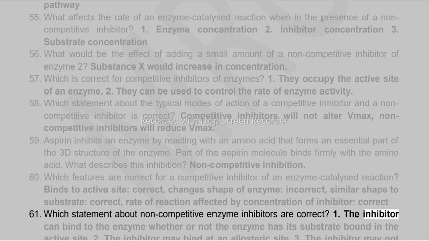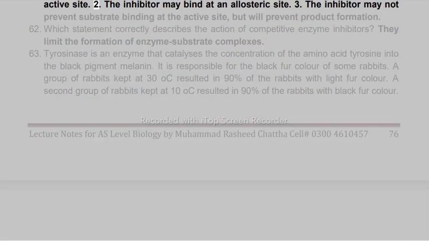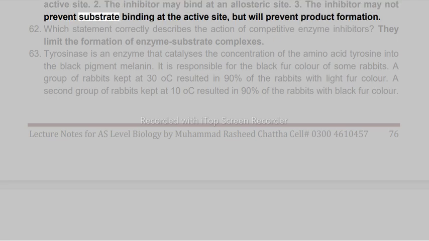61. Which statements about non-competitive enzyme inhibitors are correct? 1. The inhibitor can bind to the enzyme whether or not the enzyme has its substrate bound in the active site. 2. The inhibitor may bind at an allosteric site. 3. The inhibitor may not prevent substrate binding at the active site, but will prevent product formation.